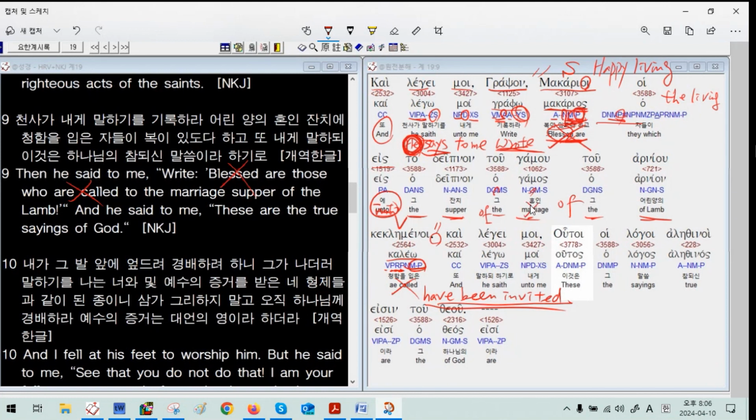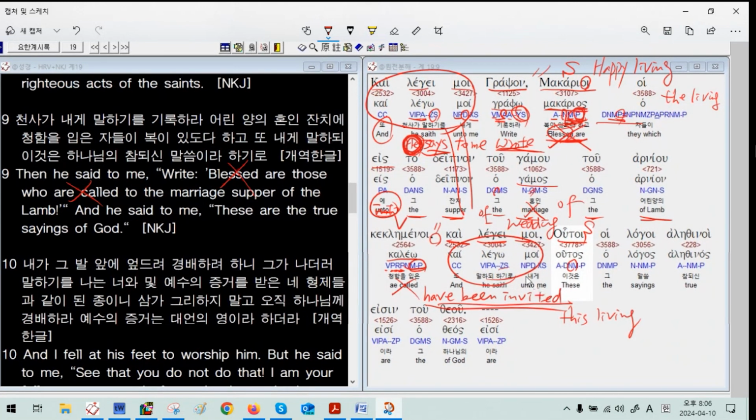So instead of marriage, I put the gamos as the wedding. And then hutoi, this living. You see the nominative, this is a subject. We forget this one. And he says to me, same thing, right? Those three is the same as right here. It's the same thing.